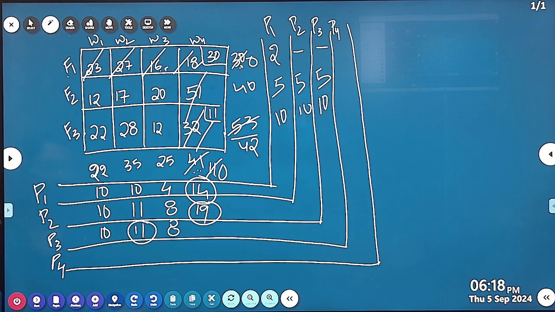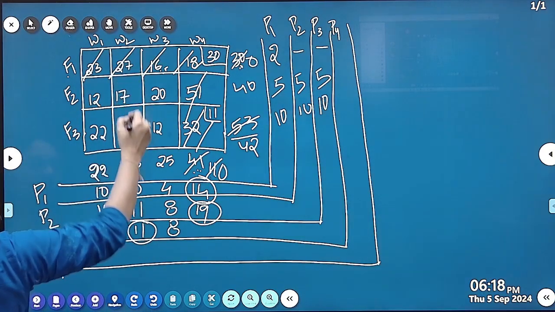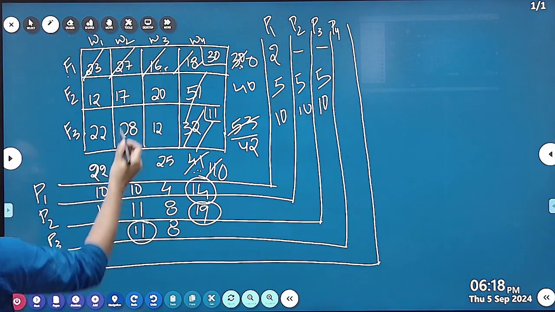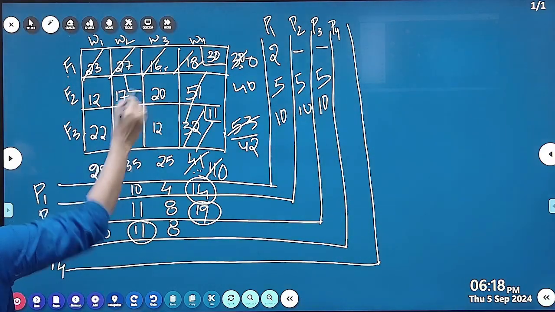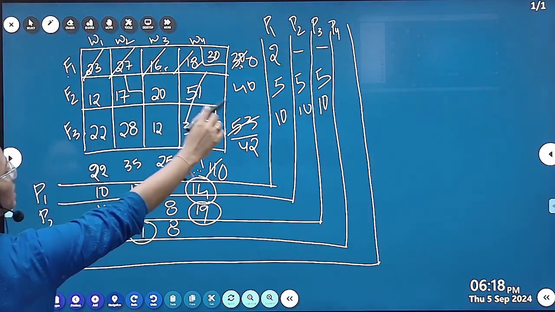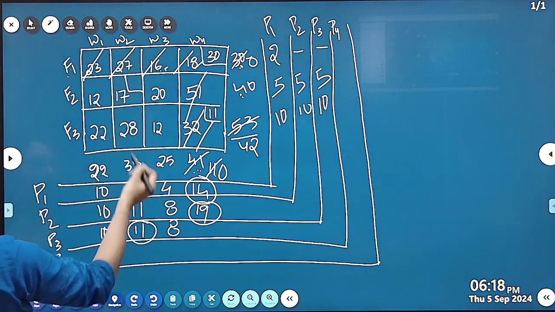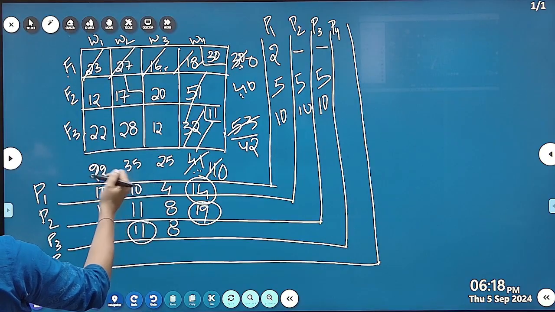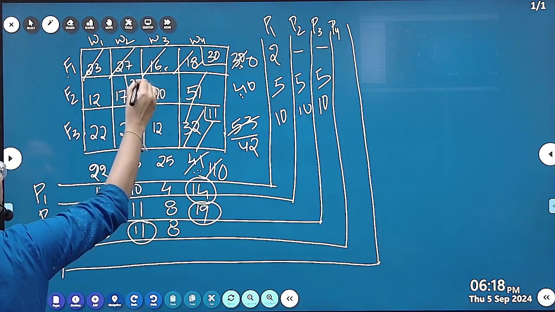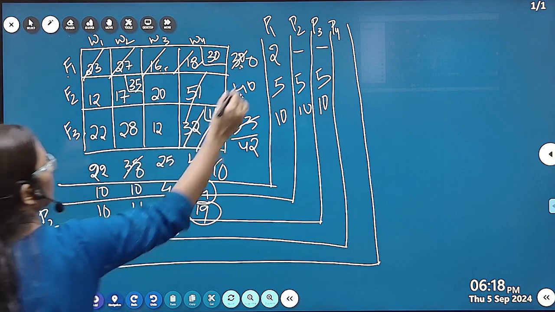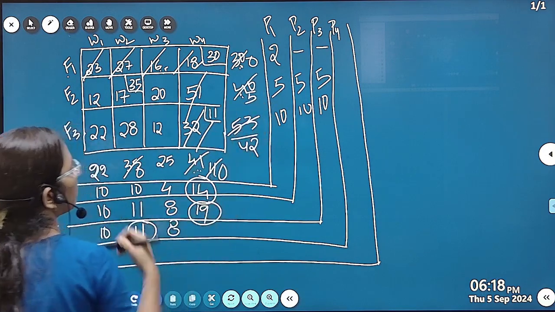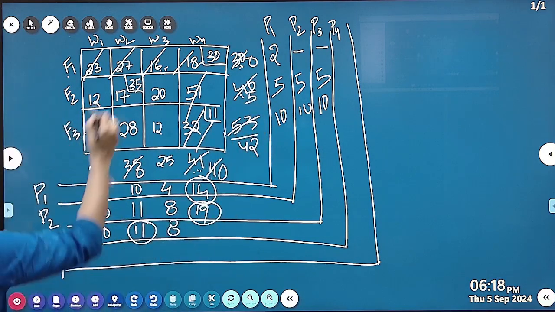Yes. So 11, so we have to see in the W2. Here which one is the least number? 17. So 17 में कितना units required था F2 को? 40. But here the warehouse can produce only 35. So take that 35 and make it 0, and here still how many units are required? 5 units for F2. So cross down.